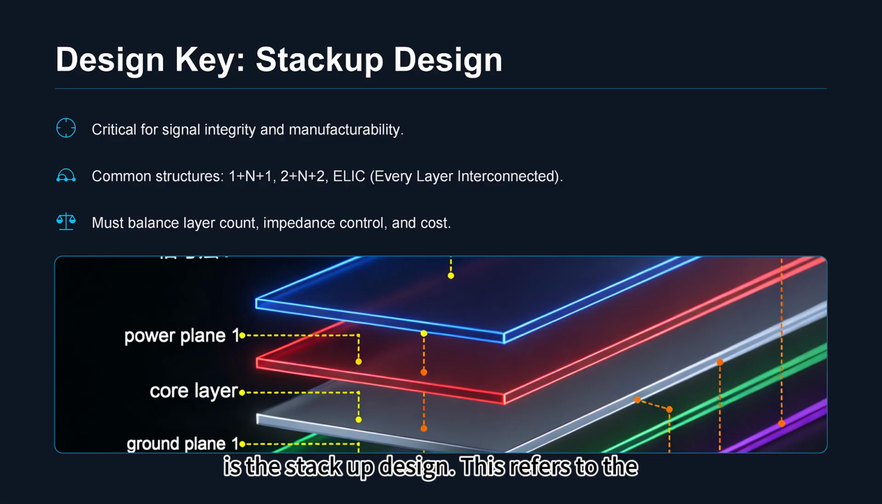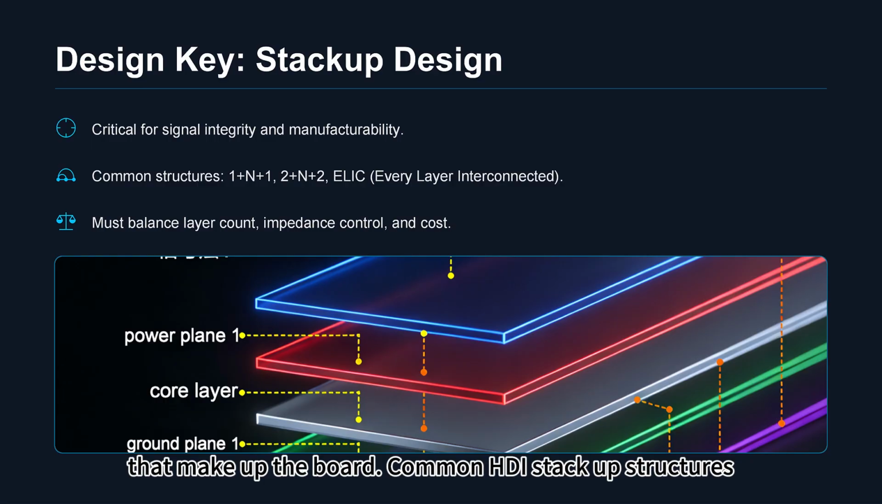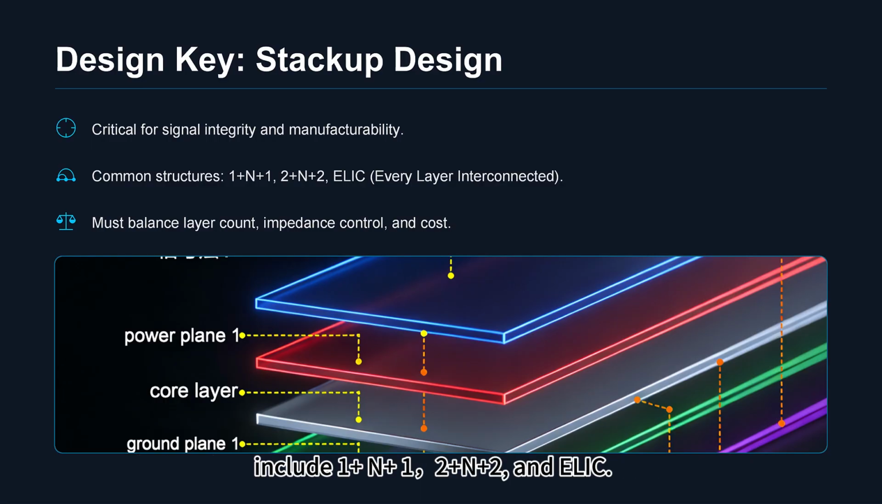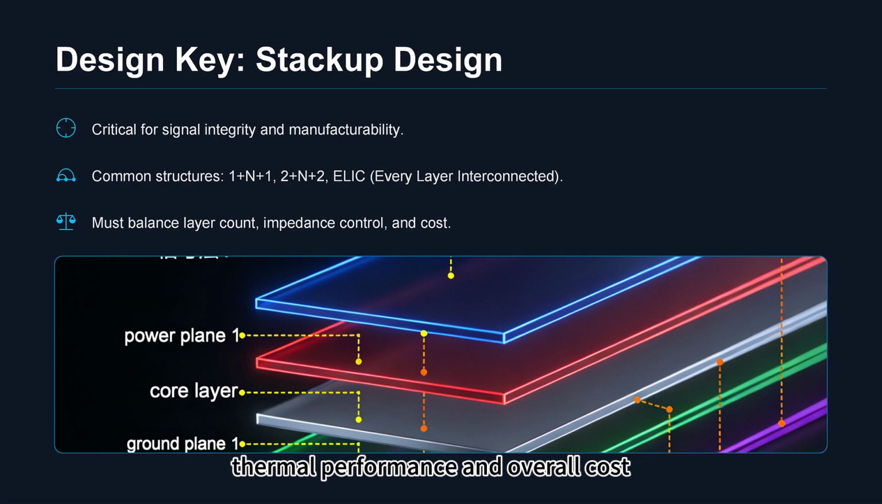This refers to the arrangement of the various layers, signal, power, ground, that make up the board. Common HDI stack-up structures include 1+N+1, 2+N+2, and ELIC. The choice of stack-up has a significant impact on signal integrity, thermal performance, and overall cost, so it's a decision that must be made carefully.